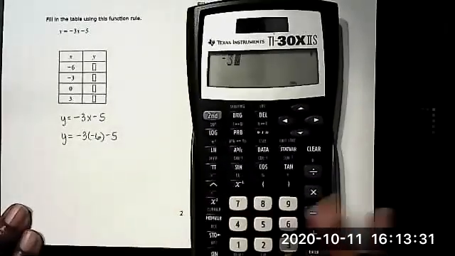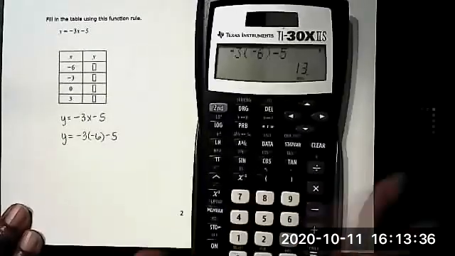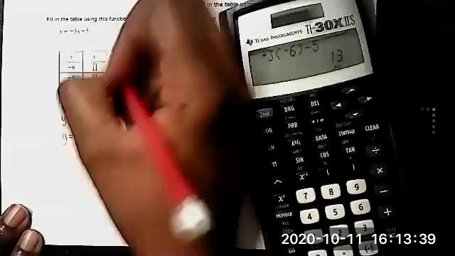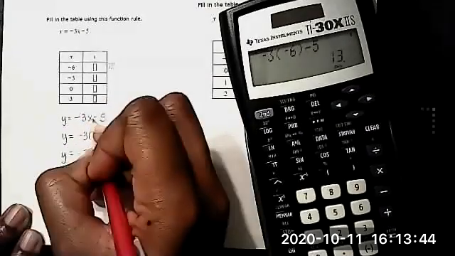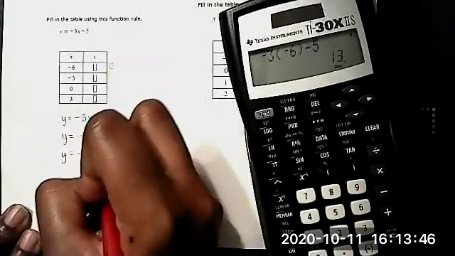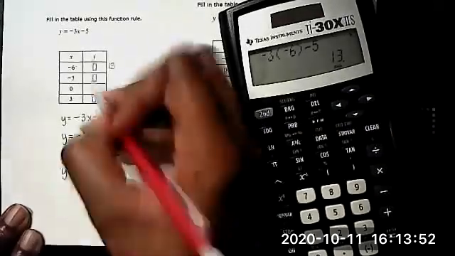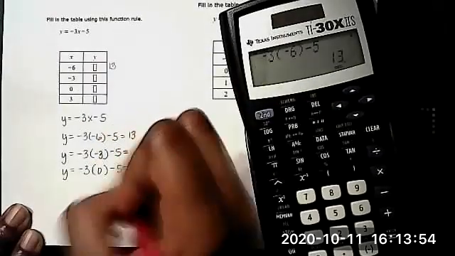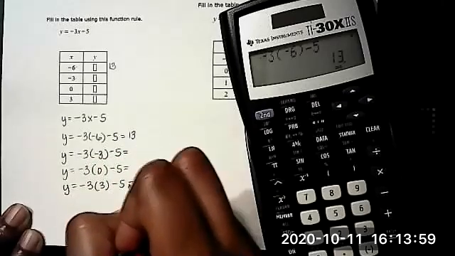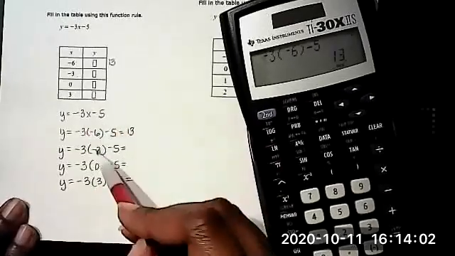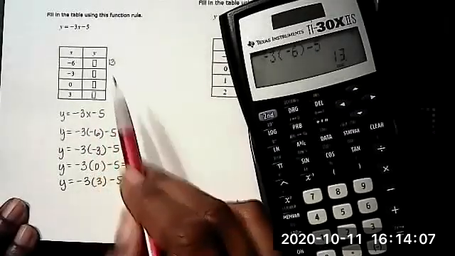All right, so I'm going to put that in my calculator, negative 3 times negative 6 minus 5, and I got my answer 13 there. So here it would be 13. Again, right here, I'm going to replace x with negative 3. Put that in my calculator, and then for the next one, I'm going to replace x with 0. And then I'm going to replace x with positive 3. Okay, so I replaced all of my x values here with these numbers. And then when I get my answer, that'll be the answers here.